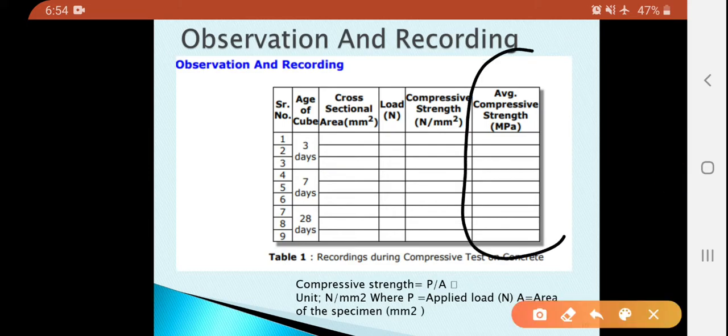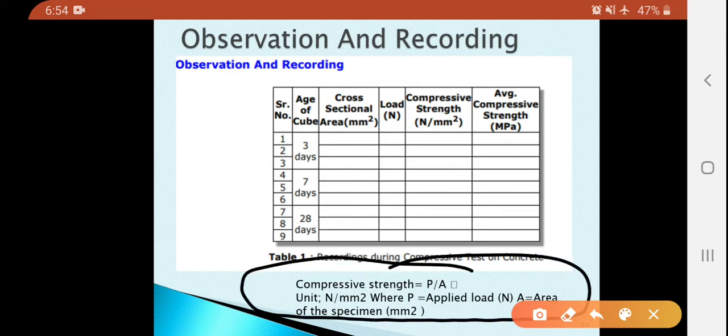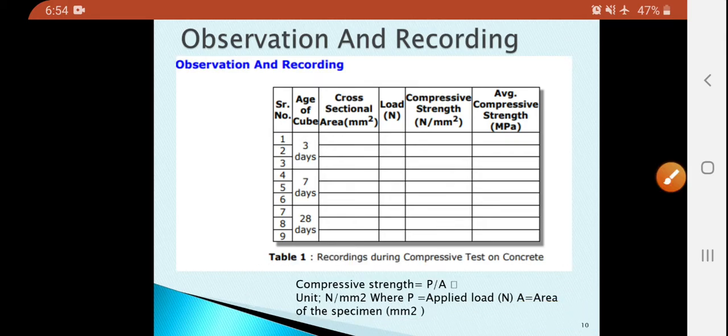Here the last column indicates the average compressive strength, nothing but for 3 molds what will be the average compressive strength of the concrete. Here what is given is compressive strength, that is P by A. The unit of the compressive strength will be Newton per mm square.